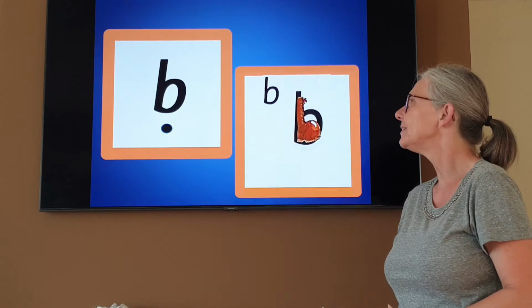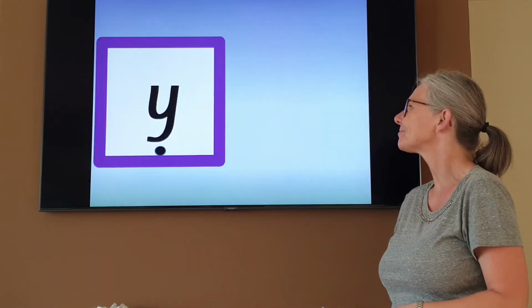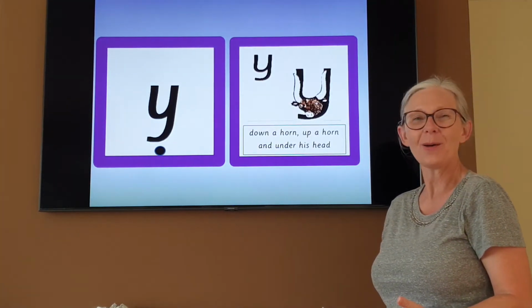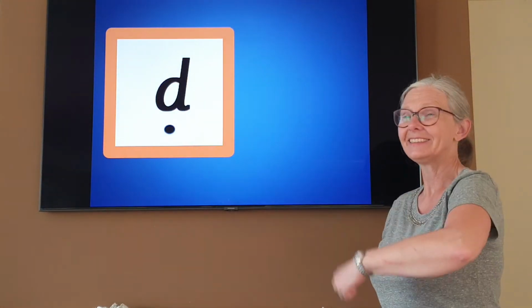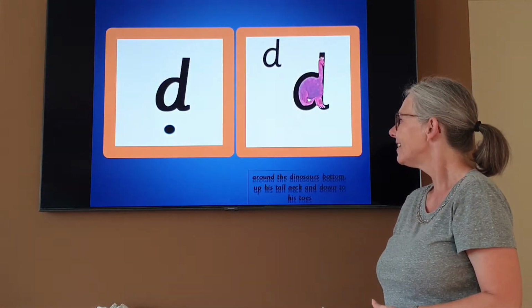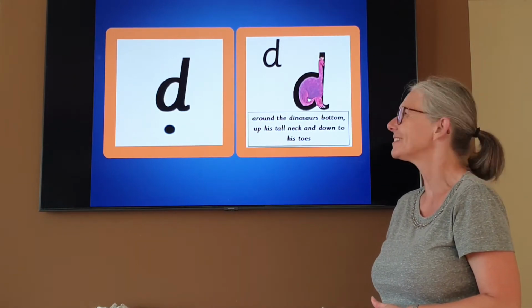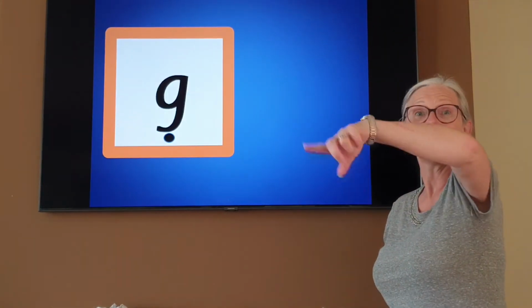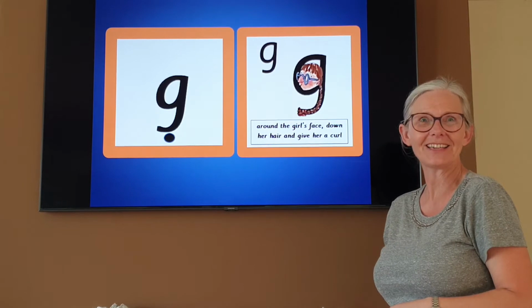B. Down the laces, to the heel and around the toe. Y. Down a horn, up a horn and under his head. D. Around the dinosaur's bottom, up his tall neck and down to his toes. Air. G. Around the girl's face, down her hair and give her a curl.